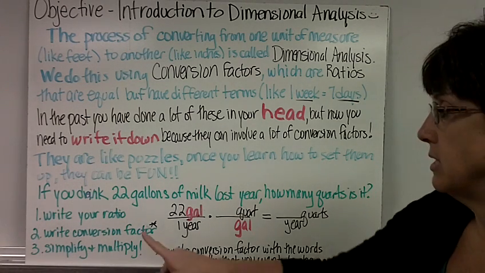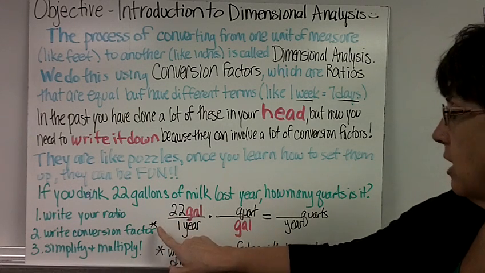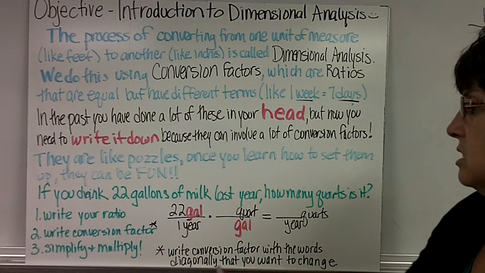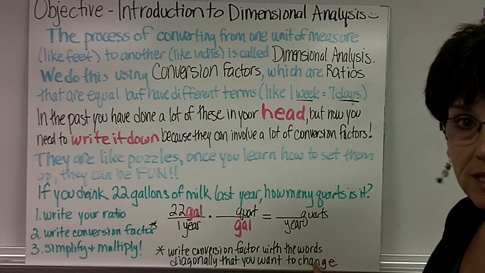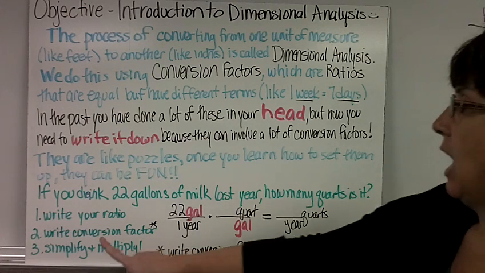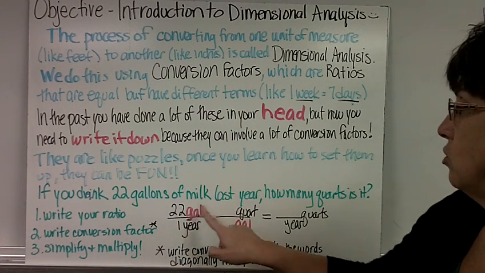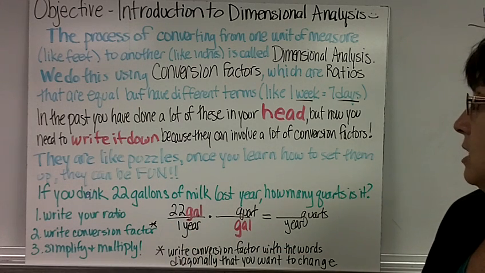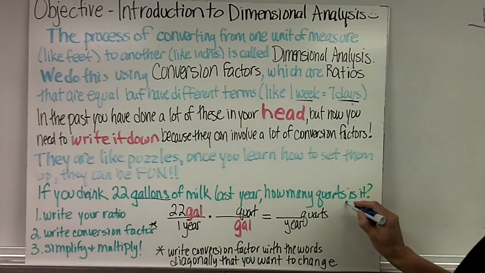So this is what you do. Write down your ratio. Write your conversion factor. Look at this asterisk. It says, write conversion factor with the words diagonally that you want to change. That's the key to this puzzle. And then simplify and multiply. So you are given 22 gallons of milk in 1 year. Okay, that's what you're given. And you want to change gallons to quarts.